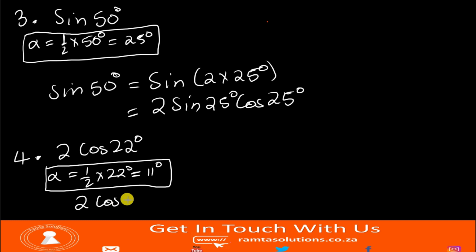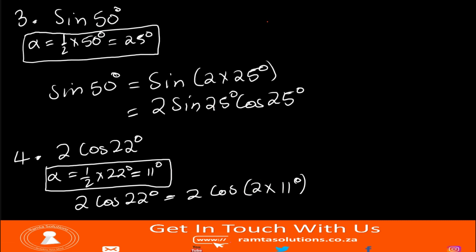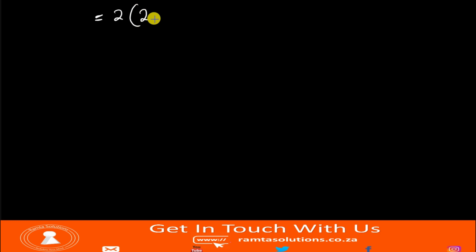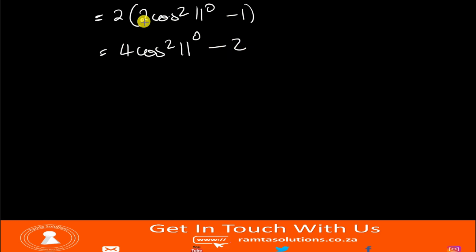So this is 2 cos 22 degrees, which is 2 cos 2 times 11 degrees, right? Now, this is 2, because it's 2 times, it's a double angle. I will prefer using the one of 2 cos square 11 degrees minus 1. Therefore, the answer is 4 cos square 11 degrees minus 2. Okay. I prefer using this one.